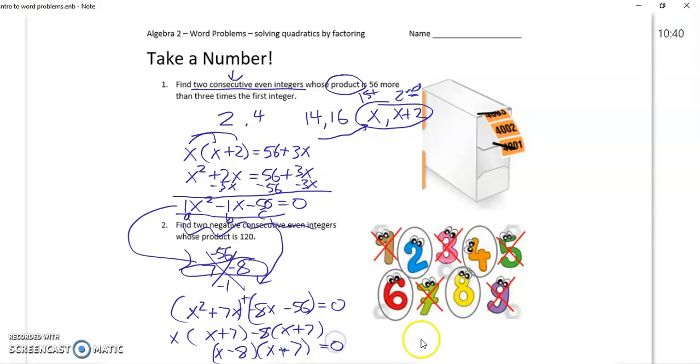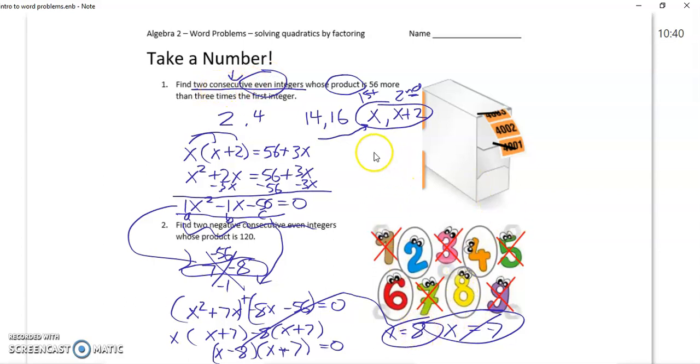equals 0. Now I can split and solve, and you can see that one of my equations is going to come out to x equals 8, and the other one is going to come out to x equals negative 7. So I get those two answers. Well, the negative one doesn't make any sense. No, it could make sense. Oh, no, it doesn't, because we're looking for even integers, and so that one gets thrown out.